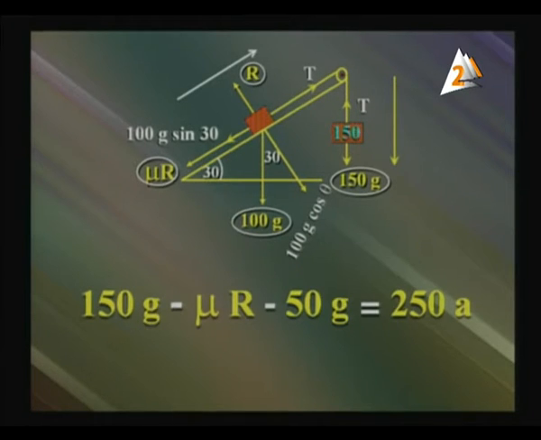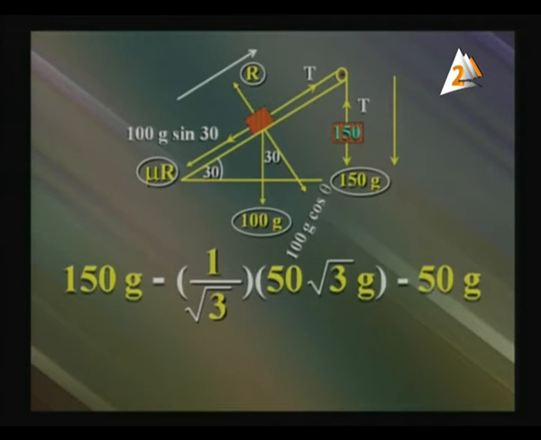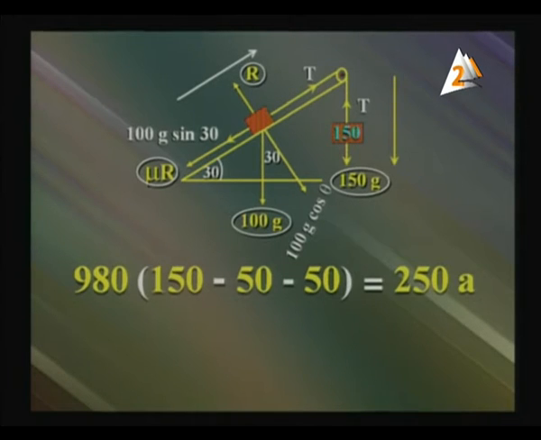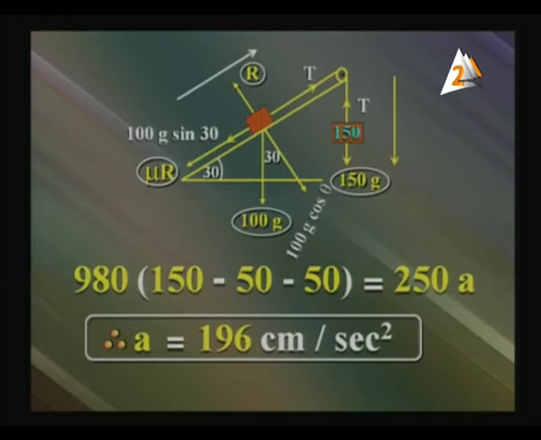By adding, we get that 150 g minus mu R minus 50 g equal to 150 a, or 150 g minus 1 over root 3 times 50 root 3 g minus 50 g equal to 150 a. In simplest form, 980 as g times (150 minus 50 minus 50) all of them equal to 150 a, and we get the value of the acceleration a equal 196 centimeter per second square.